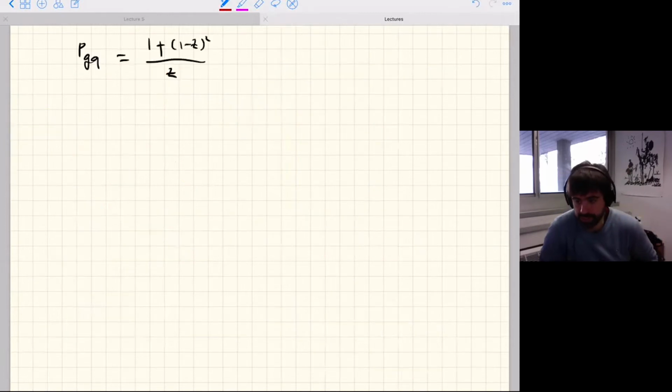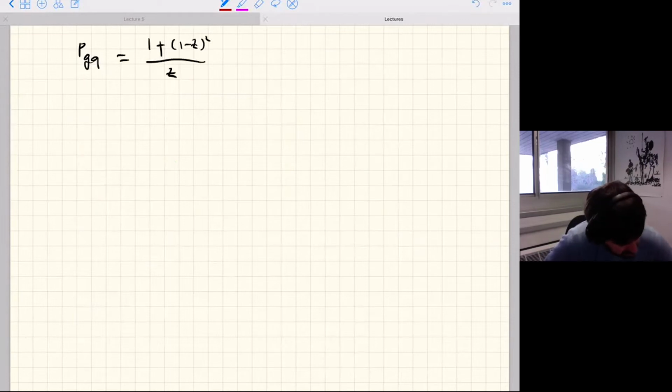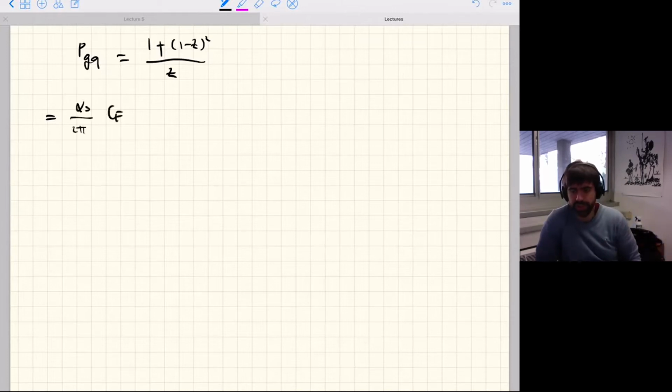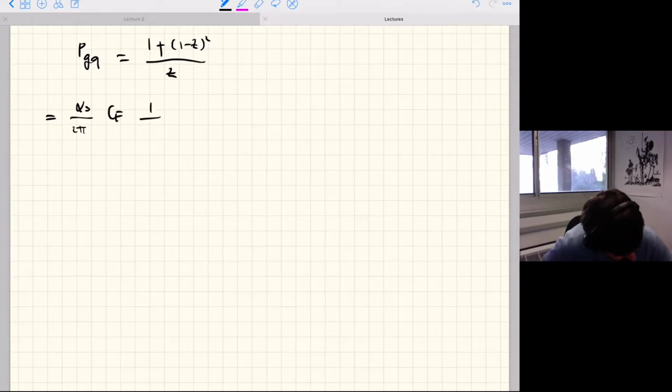Okay, so let me do this integral for you. We first use the delta function to do the angular integral. So I have alpha_s over 2 pi C_F. If I use the delta function for the angular integral, the 1 over theta squared gives me 1 over m_j squared. And then I still have to integrate the splitting function.